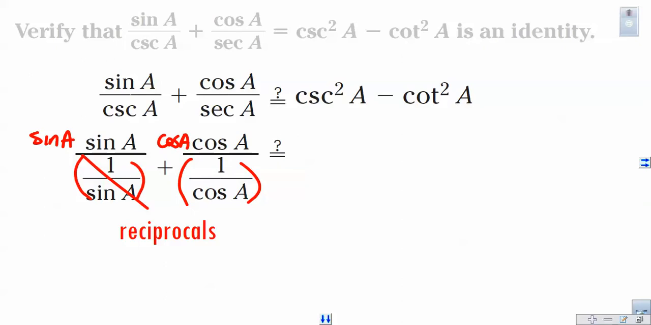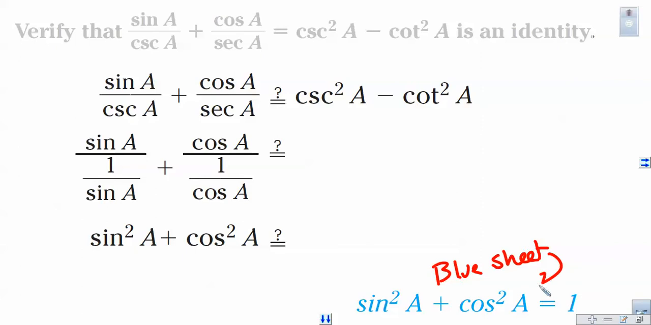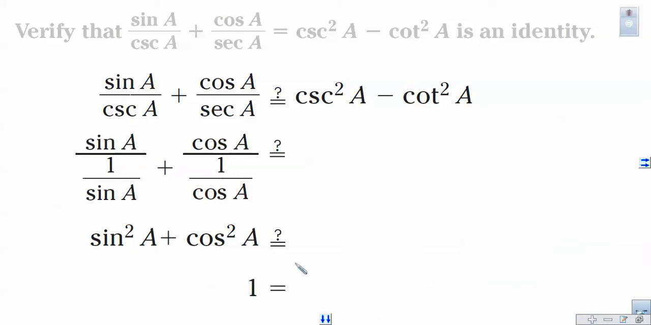So what we get here is sine squared plus cosine squared. Now wait a minute, sine squared plus cosine squared, that's one of our Pythagorean identities. Take a look at your blue sheet. Blue sheet has that on there in the Pythagorean identities section. So we can transfer that and make it a 1.